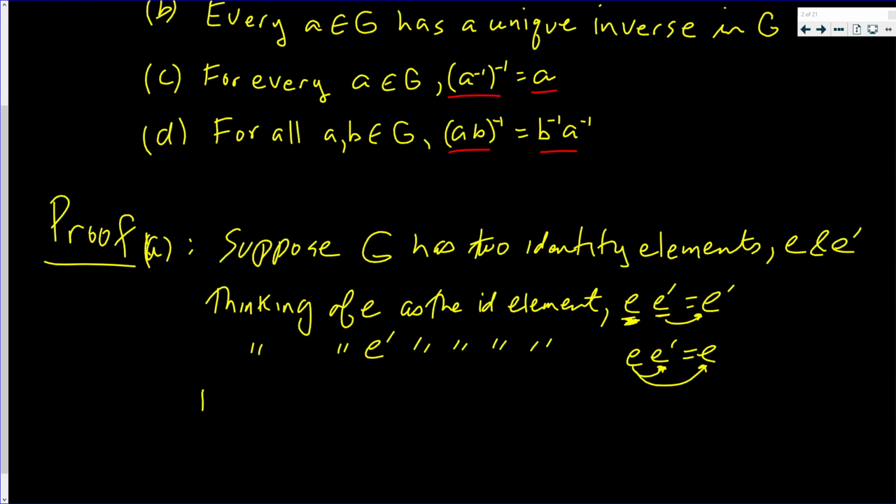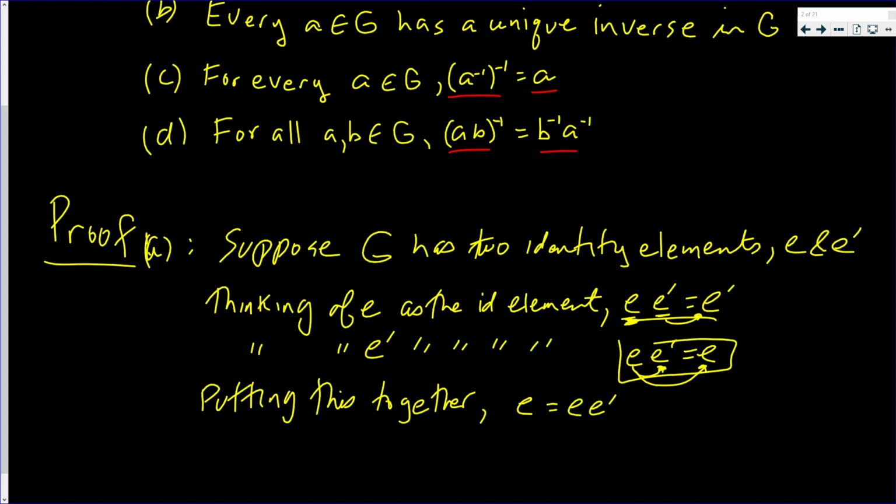Now, putting this together, we have E is equal to E times E prime. I got that from here. But from up here, it also equals E prime. That is, E equals E prime. We did it. Proof of A is done.